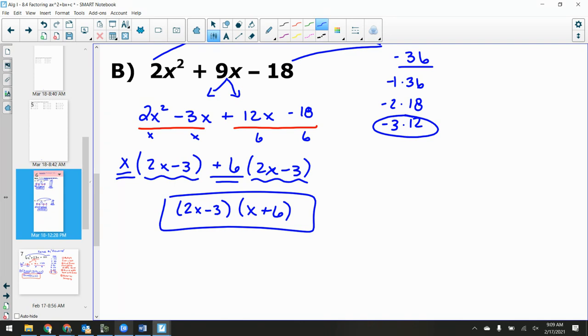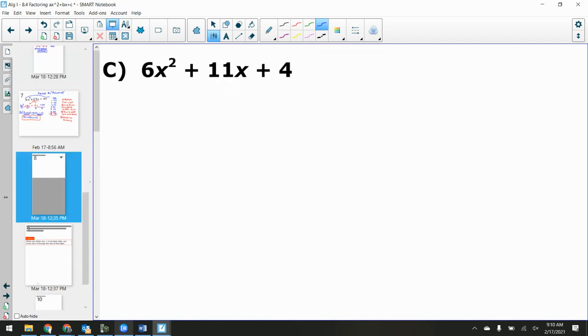Okay, starting to get the hang of it a little bit. Let's keep it going. Do another one. 6x squared plus 11x plus 4. Okay, what number am I going to find the factors of? 24. 6 times 4 is 24.